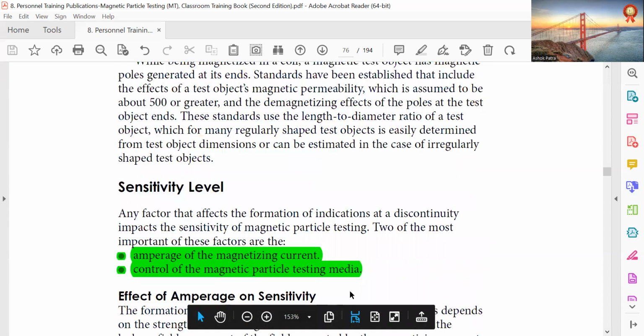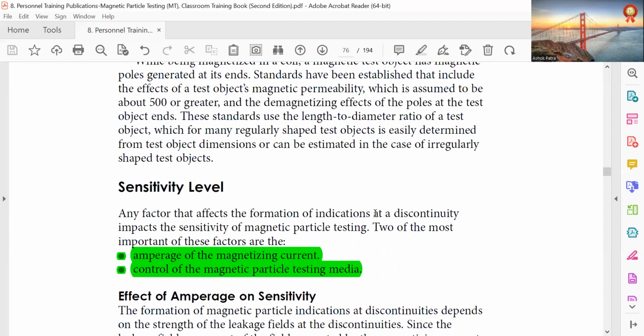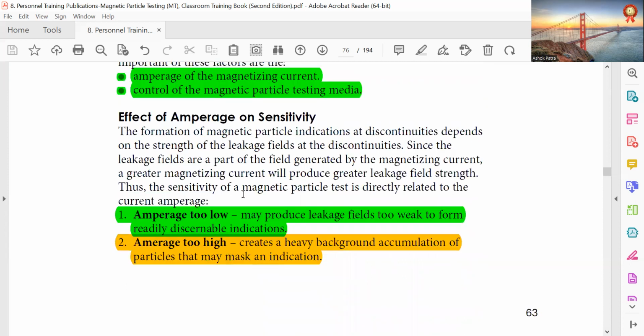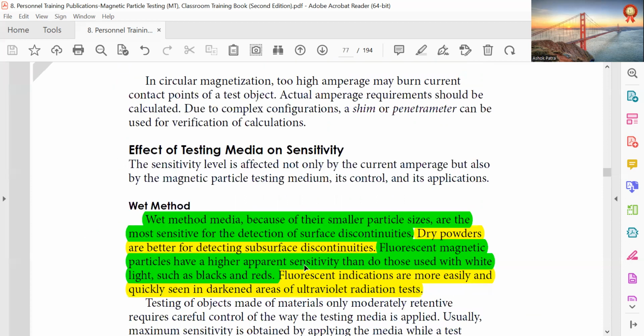To explain: amperage of the magnetizing current, control of magnetic particle testing media, sensitivity level, and concentration. Concentration should be much better than sensitivity. Many things missing, I don't know. Amperage too low may produce leakage fields too weak for readily discernible indication. Amperage too high, it should be in between, creates a heavy background accumulation of particles that may mask an indication.